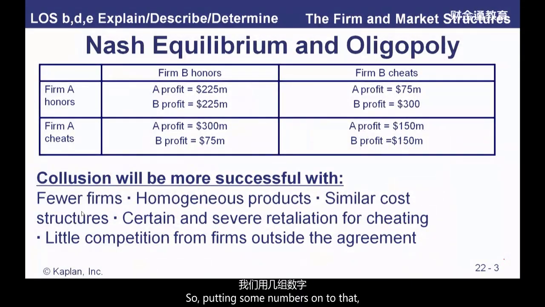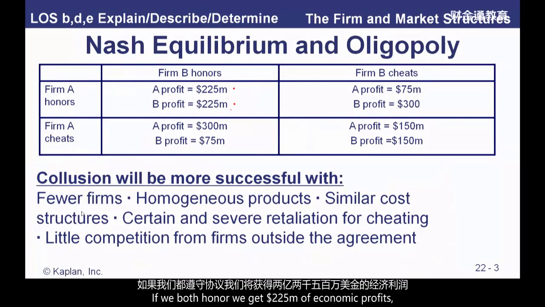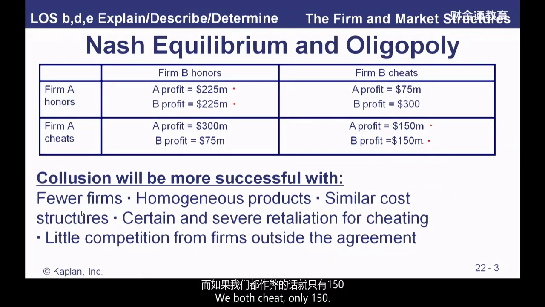So putting some numbers onto that, we can see here just completely made up profits. If we both honor, we get $225 million of economic profits. If we both cheat, only 150. But again, if only one firm cheats, then they take a huge portion of the profits. So yet again, there's an incentive for both to cheat.